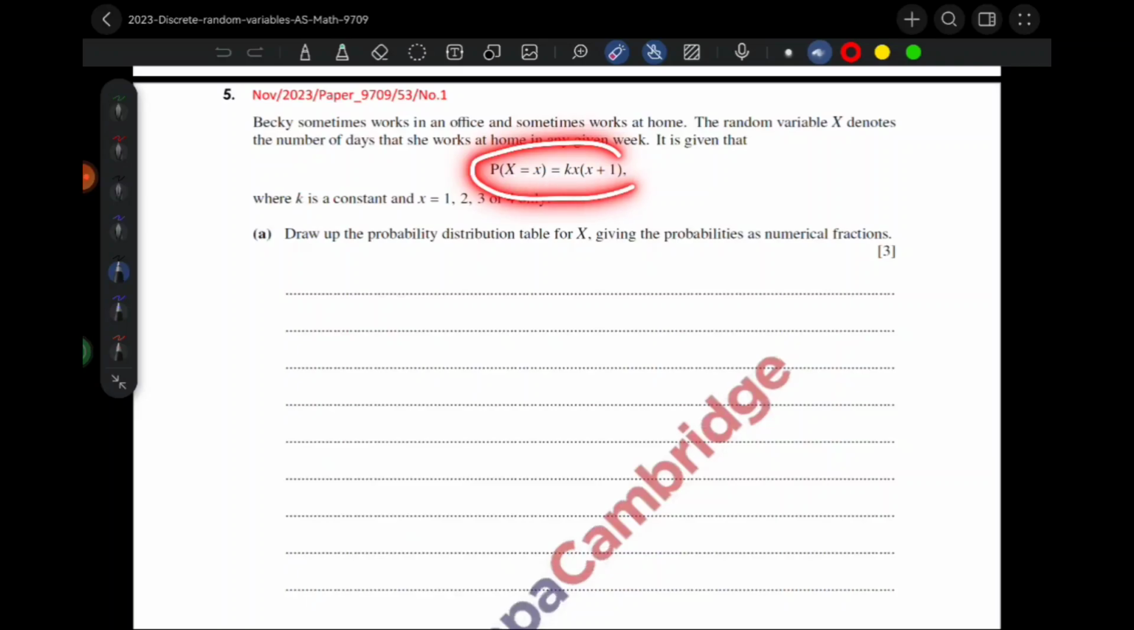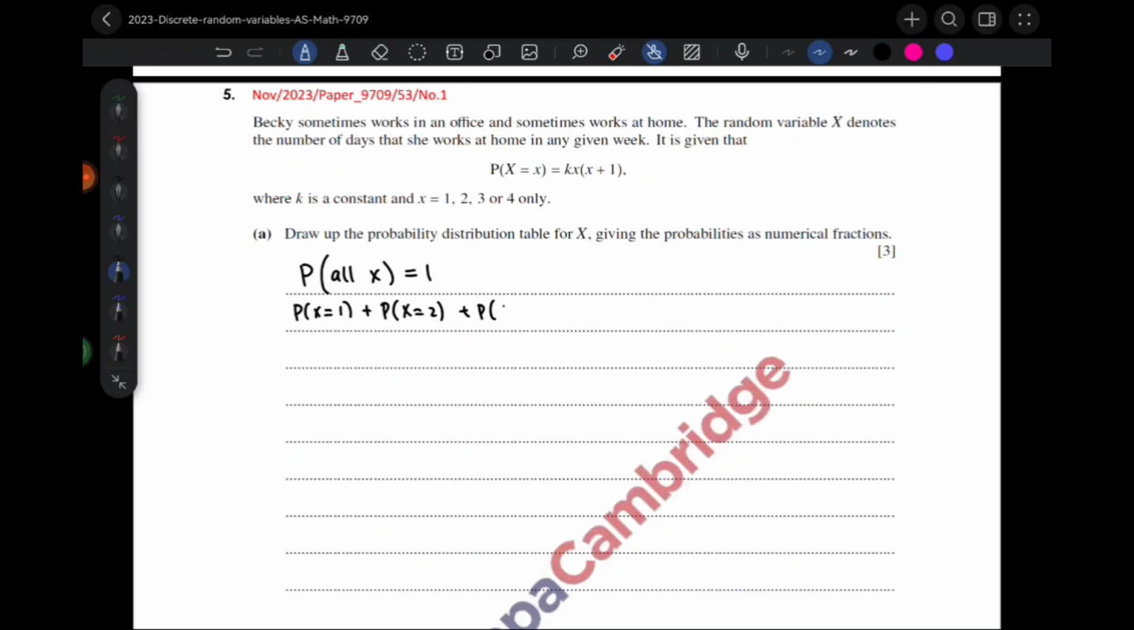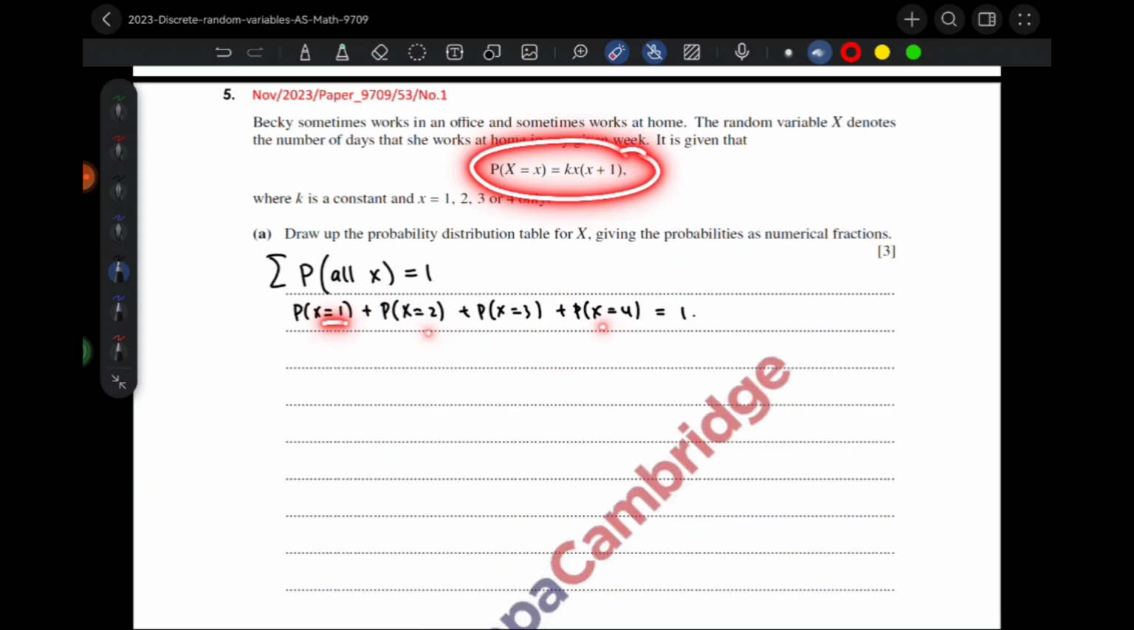Alright, so we have this formula for probability X equals x, where x equals 1, 2, 3, 4, and we can use the fact that the sum of probabilities equals 1. Okay, the probability of all x equals 1. Because we have only 4 values, I can write this: probability X equals 1 plus probability X equals 2, plus probability X equals 3, plus probability X equals 4 equals 1. And then I substitute 1, 2, 3, and 4 into this formula.